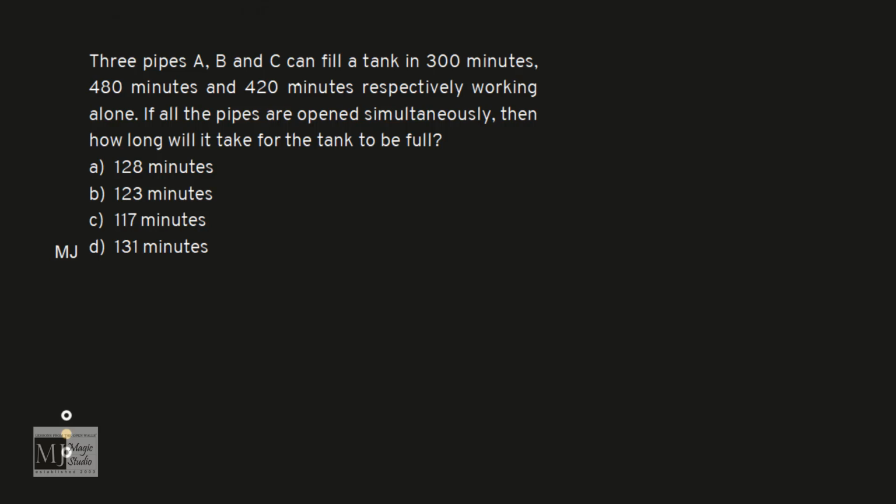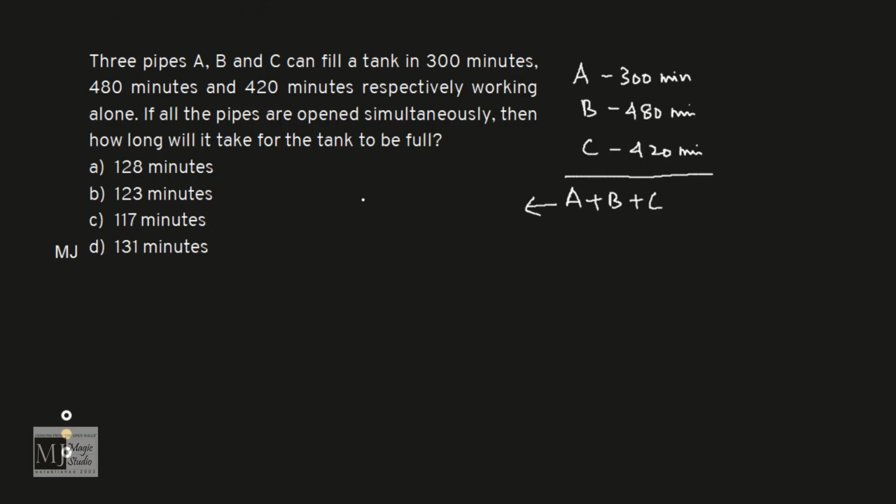3 pipes A, B and C can fill a tank in 300 minutes, B in 480 minutes and C in 420 minutes, respectively, working alone. If all the pipes are opened simultaneously, then how long will it take for the tank to be full? These three are working together now. And we know the drill for finding out if 3 people are working together. If 3 people take A, B, C time, then if 3 people are working together, the time taken by them would be ABC upon AB plus BC plus CA.